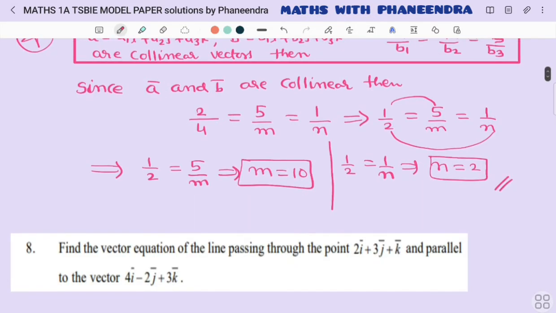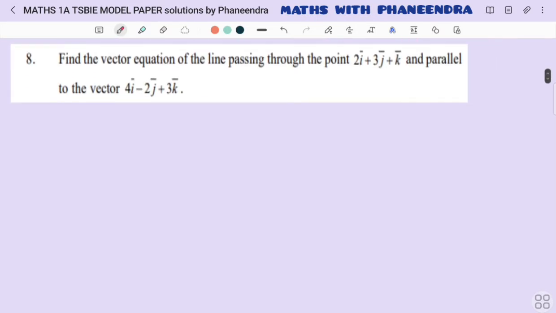Now we will move to question number 8. Find the vector equation of the line passing through the point 2i plus 3j plus k and parallel to the vector 4i minus 2j plus 3k. In this solution, first we need to assume the given vectors. Let a bar be the point it is passing through, 2i plus 3j plus k, and the vector it is parallel to we can assume as b bar, 4i minus 2j plus 3k.